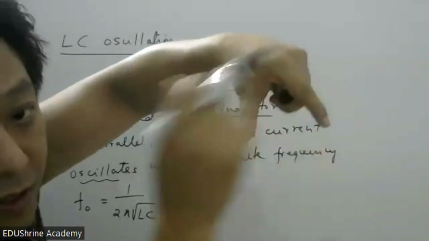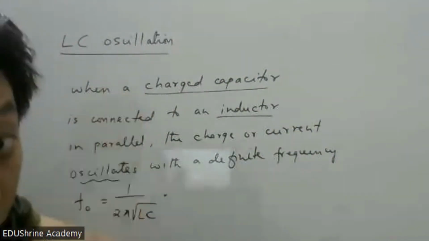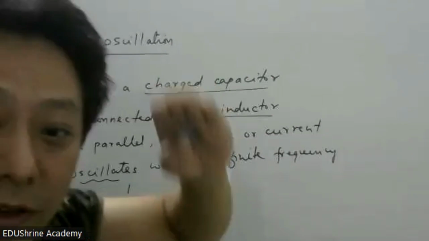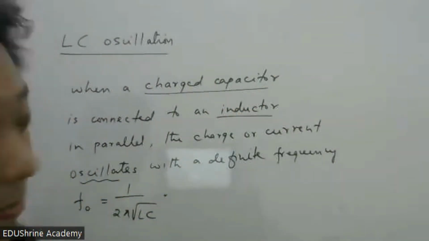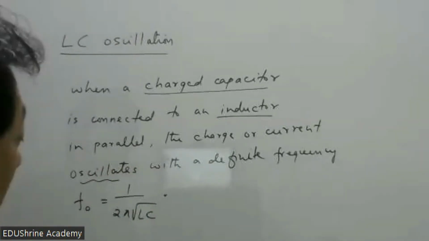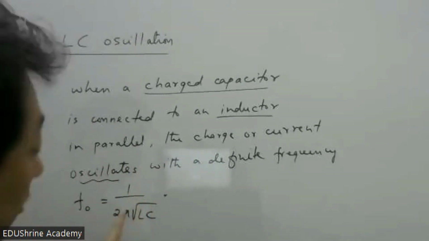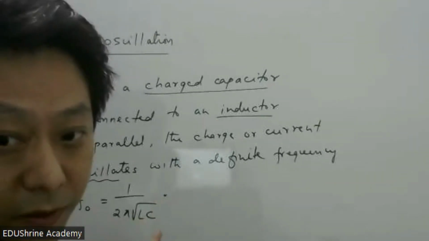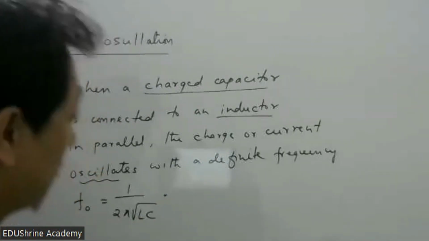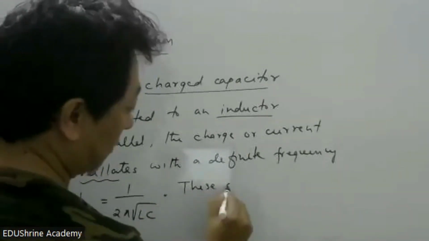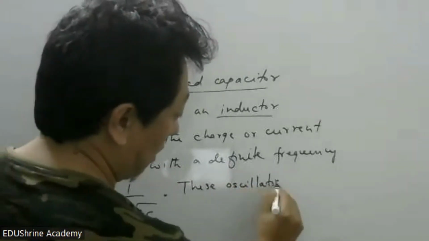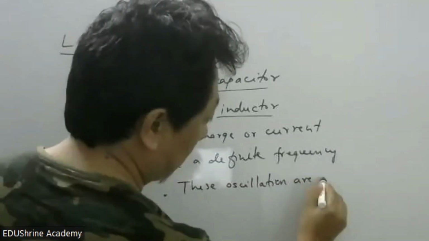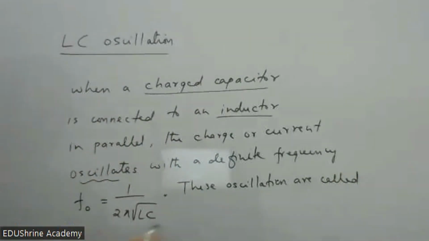Then you will find the charge in the circuit or current in the circuit oscillates from 0 to some maximum value, from maximum value to 0, then from 0 to negative maximum value. Those oscillations will have a definite frequency given by this formula, which we have seen last class if you remember. Yes or no? This formula you remember? Resonant frequency. Yes, sir. These oscillations are called LC oscillations.